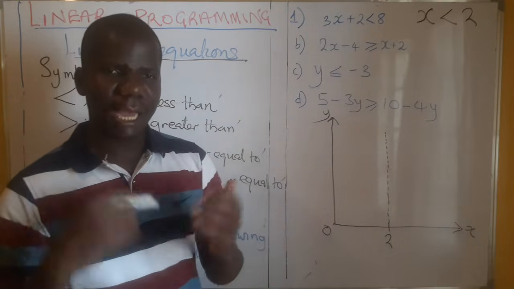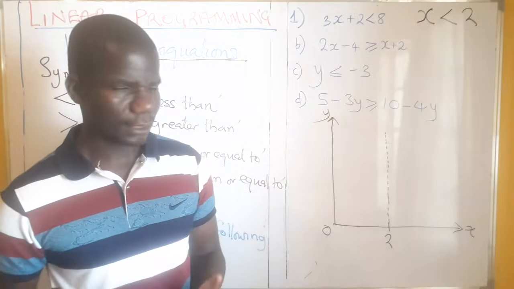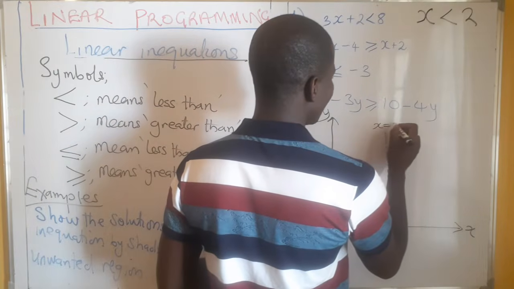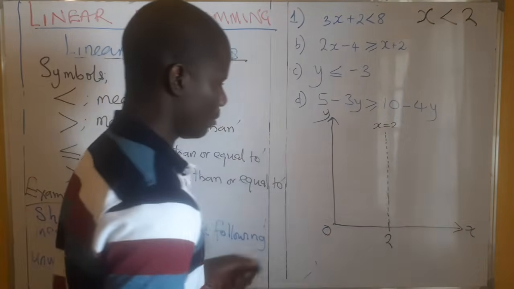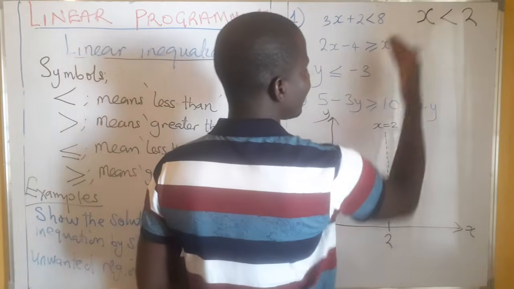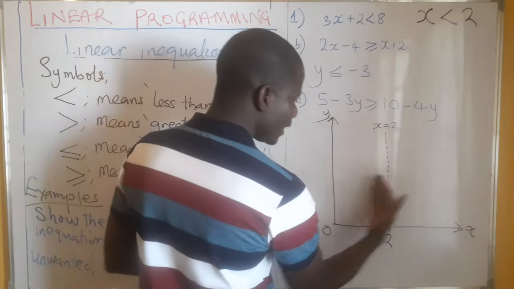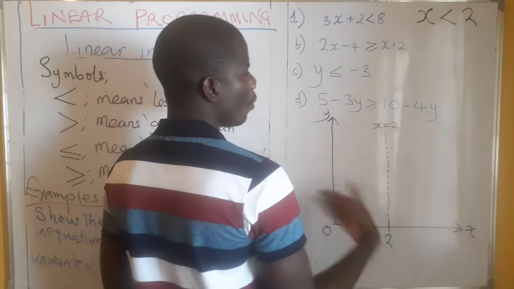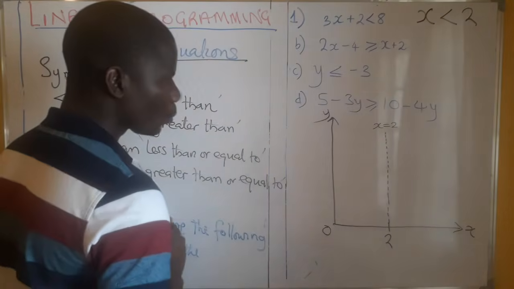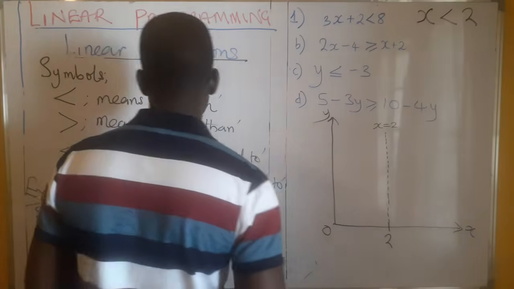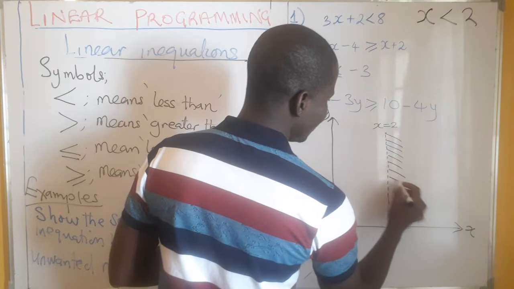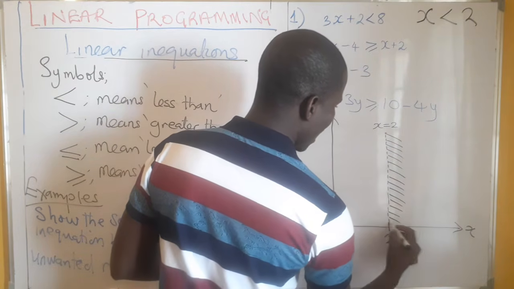Now we are shading the unwanted region, or the region that is false. So this line is an equation which is x is equal to 2. Then which region now here? We are looking at the region that is less than 2. Here we have the coordinates on this side, they are less than 2. So we want to shade the unwanted region, meaning the region that we do not want. It's this region here that is greater. This region here is the region that is unwanted.